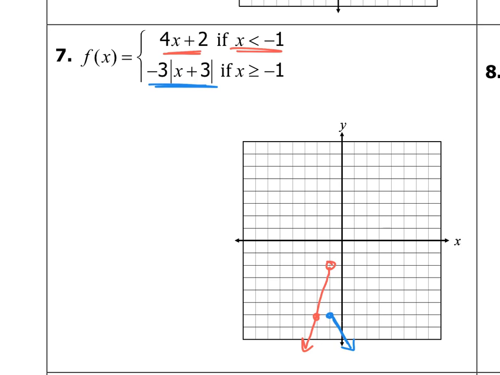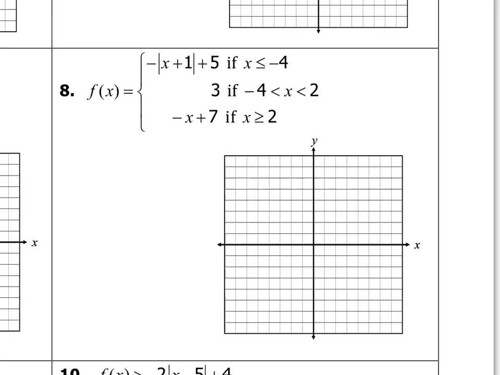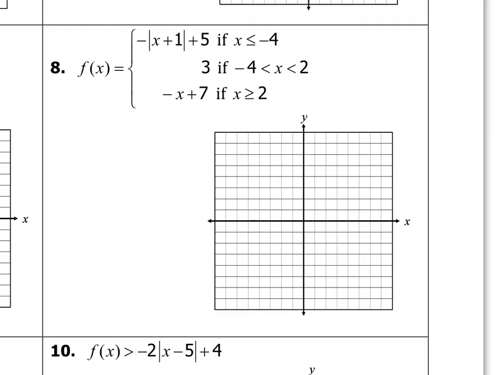Okay? Let's try number 8. Number 8, another piecewise function. So on this one, this top one, I'll do it in red. Okay? So this one has a vertex at left 1 and then up 5. 1, 2, 3, 4, 5. Put a dot.